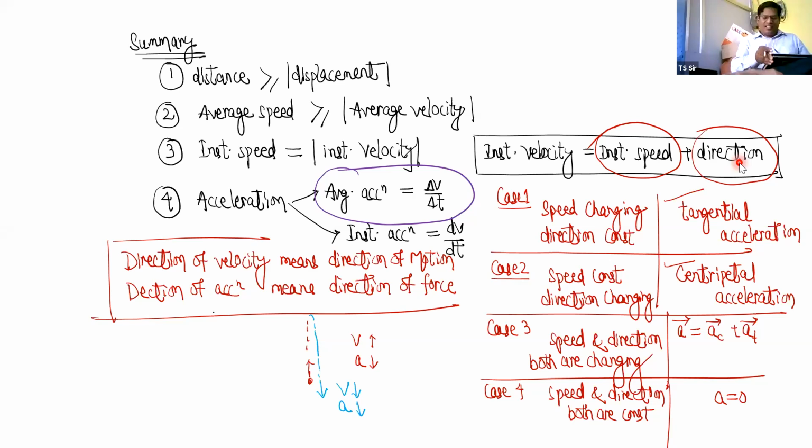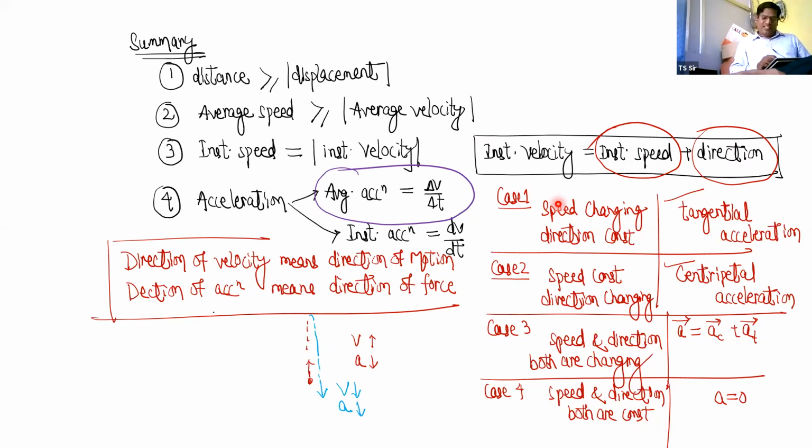I say, what is acceleration? Whenever velocity is changing, that is called acceleration. Now, in how many ways can velocity change? I mentioned 4 ways. These are the 4 possible cases. Speed changes, direction remains constant. Direction changes, speed remains constant. Speed and direction both change. Speed and direction both remain constant.